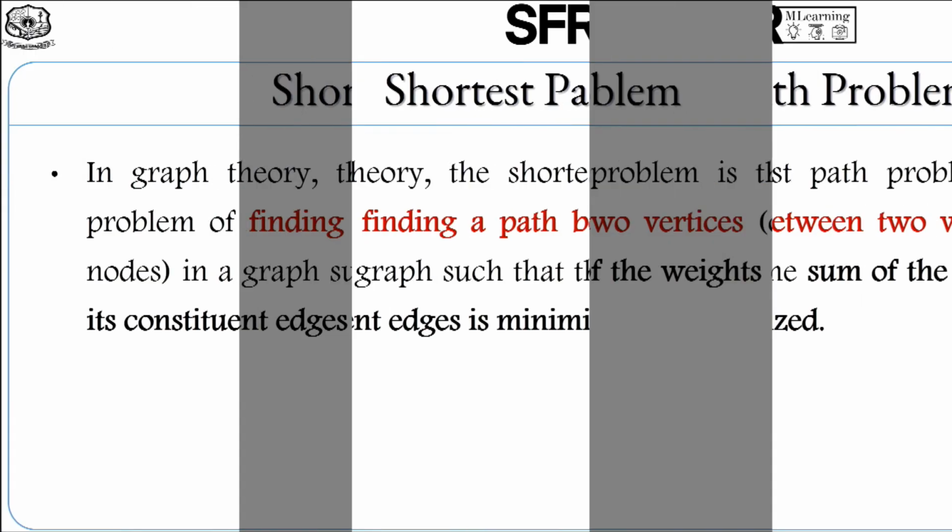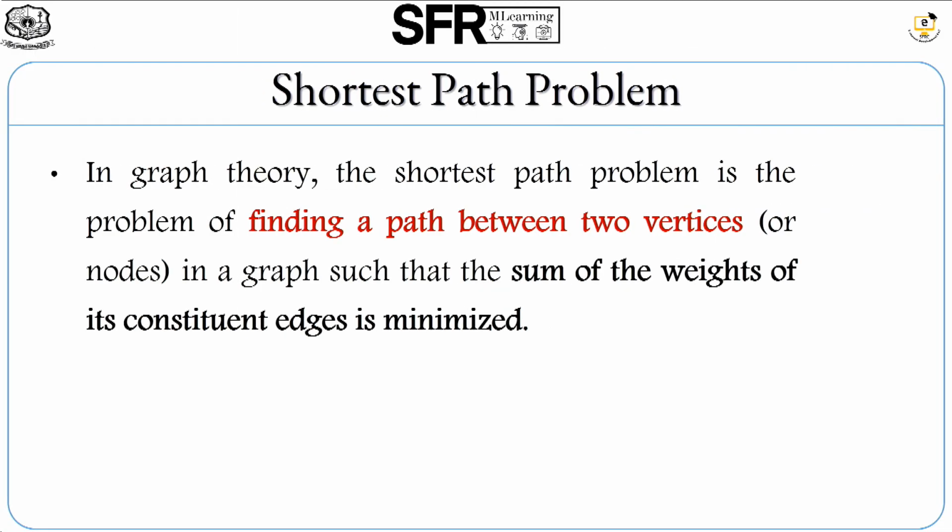So finally we see the shortest path problem and some famous algorithms. In graph theory, the shortest path problem is the problem of finding a path between two vertices in a graph, such that the sum of the weights is minimized. So first we have to find the path between two vertices, and also the sum of the weights along the path should be minimized. Generally we call this the shortest path problem.